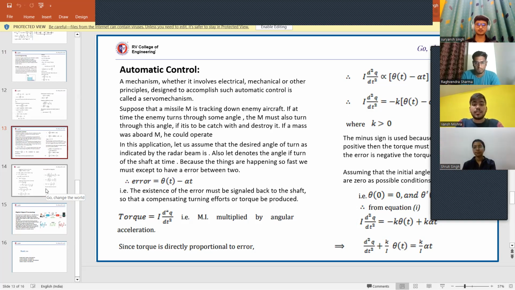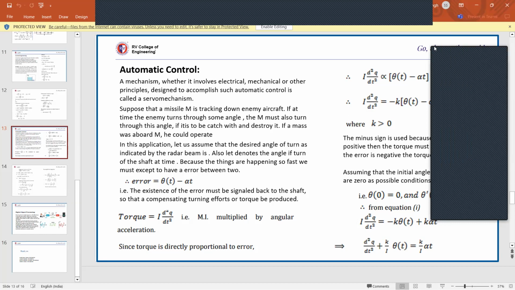That is, the existence of error must be signaled back to the shaft so that a compensating turning effect, or torque, can be produced. Torque can be represented as I d square alpha by dt square, that is, moment of inertia multiplied by angular acceleration. Since torque is directly proportional to the angle theta, and k is greater than 0, the minus sign is used to determine the direction of the turn.